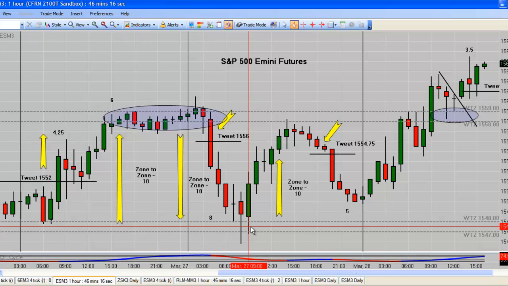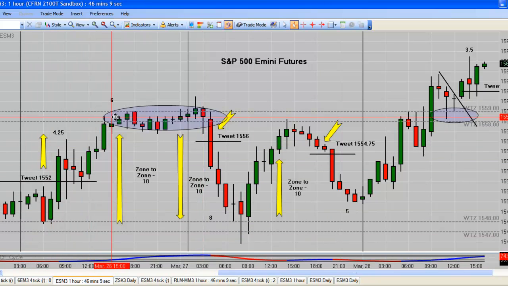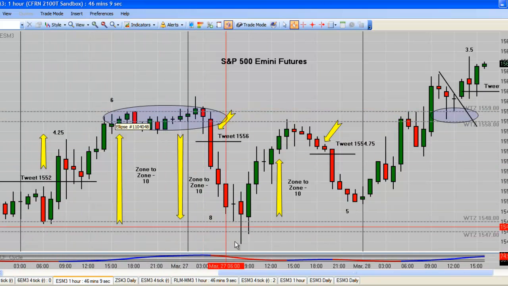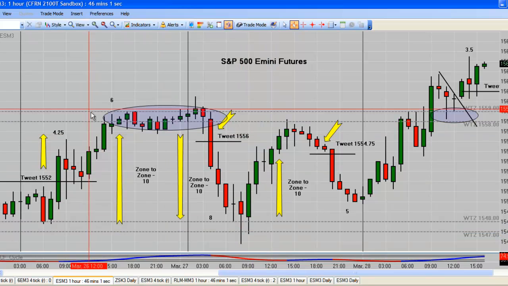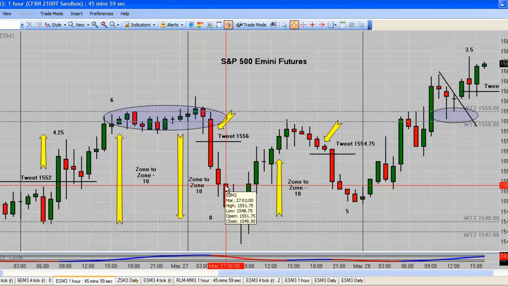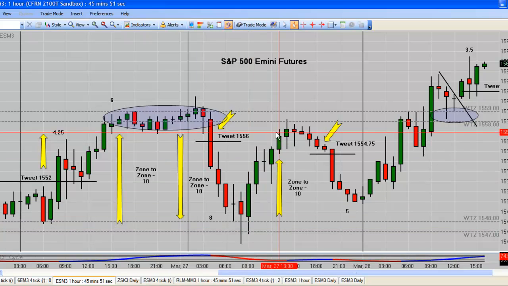All right. This one move was good for 10 points. I mean, this move was good for 10, and the move back down was good for 10, and the move back up was good for 10. That's 30. Forget the tweets, just zone to zone. All right. But the point I want to make is if you caught this move, just this one move on Tuesday from zone to zone, that's 10 points.